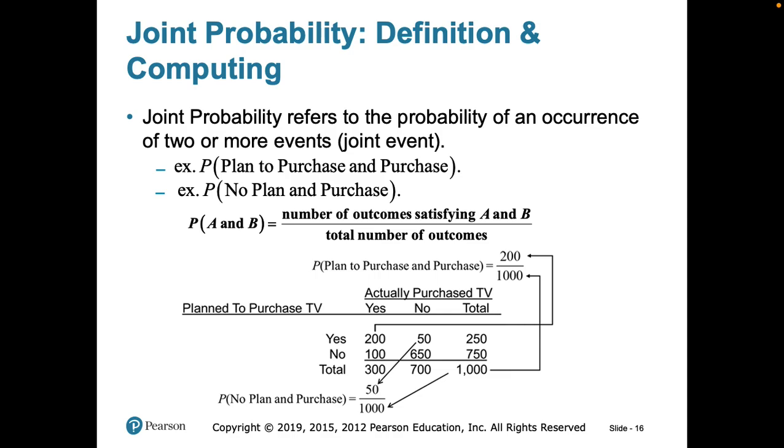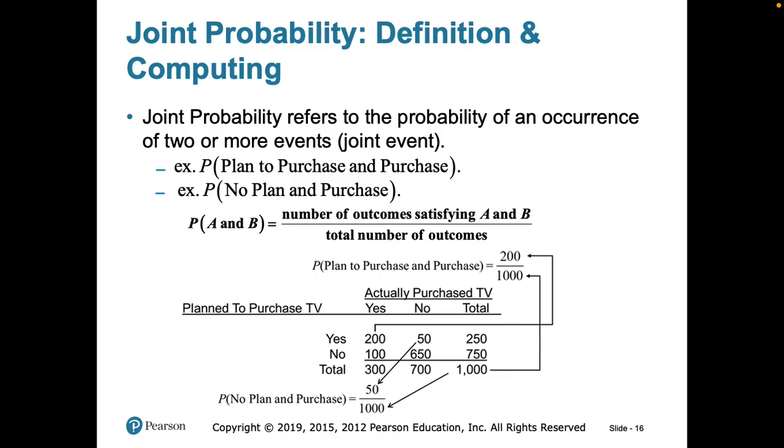Joint probability refers to the probability of an occurrence of two or more events. So basically, you have two events joined together. In this case, you want to find out how many people say, you know what, I am planning on purchasing a TV in the next 6 months, and how many of them actually purchased a TV in the next 6 months, right? And then you have the probability of those who did not plan to purchase a TV but also purchased a TV. So what you're doing is you are joining two different data here. You have the probability of A, which is plan to purchase and actually purchase, and B, those that did not plan to purchase but actually purchased a TV.